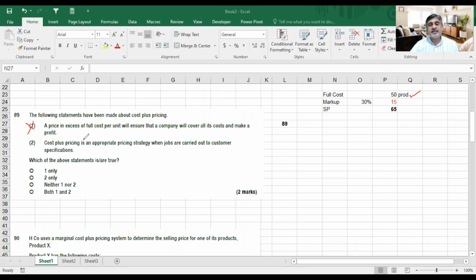Second, it says cost plus pricing is an appropriate pricing strategy when jobs are carried out to the customer's specifications. Yeah, this is true. So two only. It is appropriate when you carry out some jobs or orders at the request of a customer. The customer says, I want this product in this design, or this is the design of the product, whatever. And then you can charge it to the customer because you are doing it according to the requirement of the customer, and all of the cost the customer should be bearing. So it is appropriate when jobs are carried out to customer specification, otherwise not.